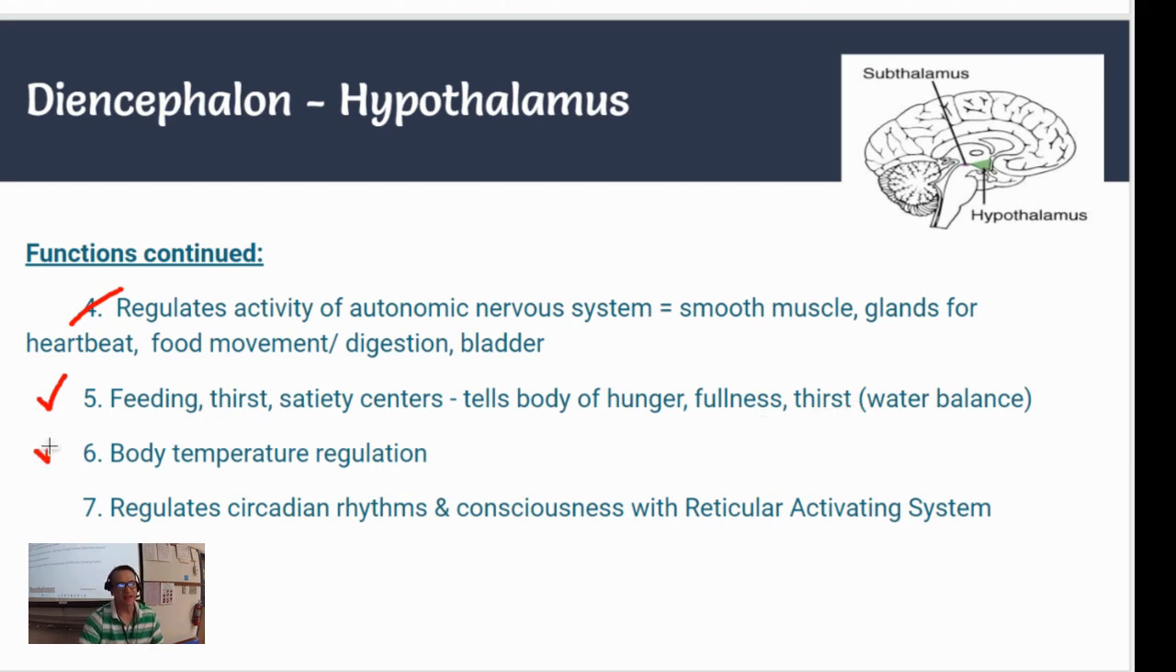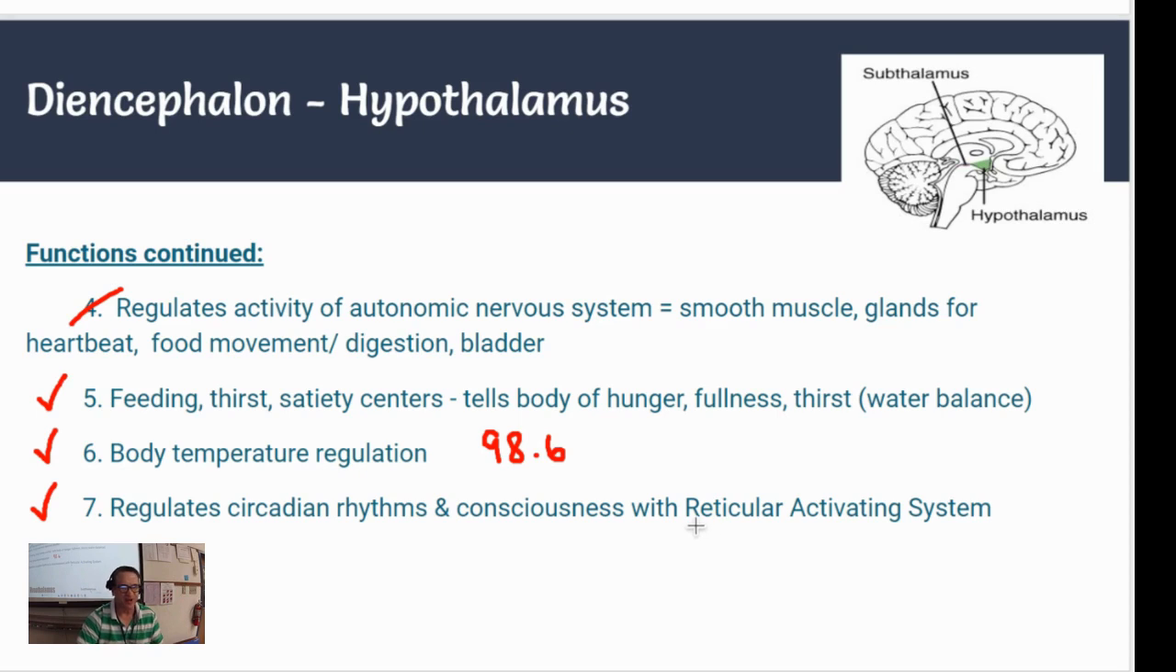Body temperature regulation. Through different neurotransmitters, it helps keep the body around 98.6 degrees Fahrenheit. I think that temperature has actually gone down through evolution. We've evolved. I think our body temperature is actually lower than 98.6 now. And it also helps to regulate circadian rhythms. So when it gets dark and it starts getting later, you start to feel tired. And then when the sun comes up and it's time to get up, your body starts to get activated. You start to wake up.